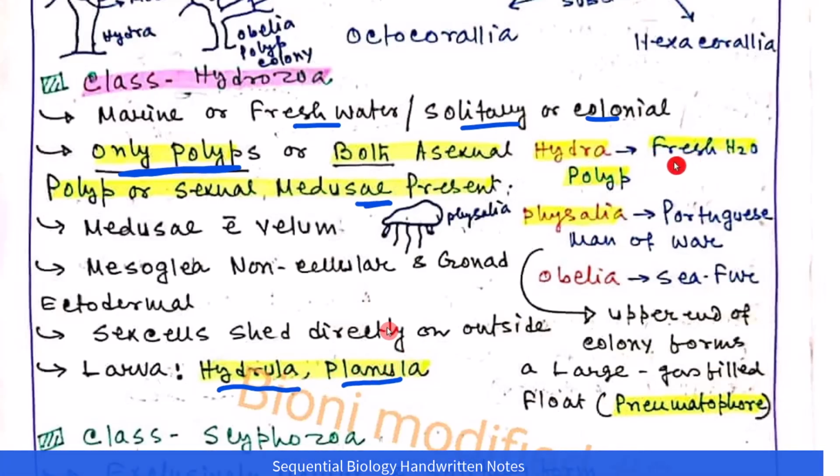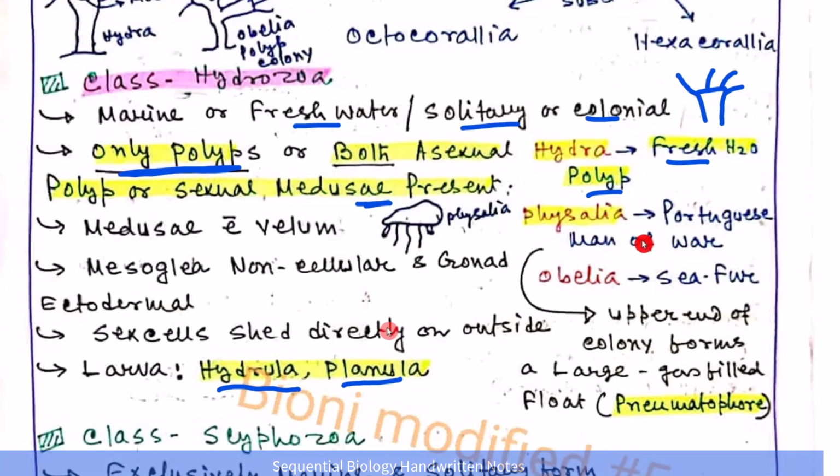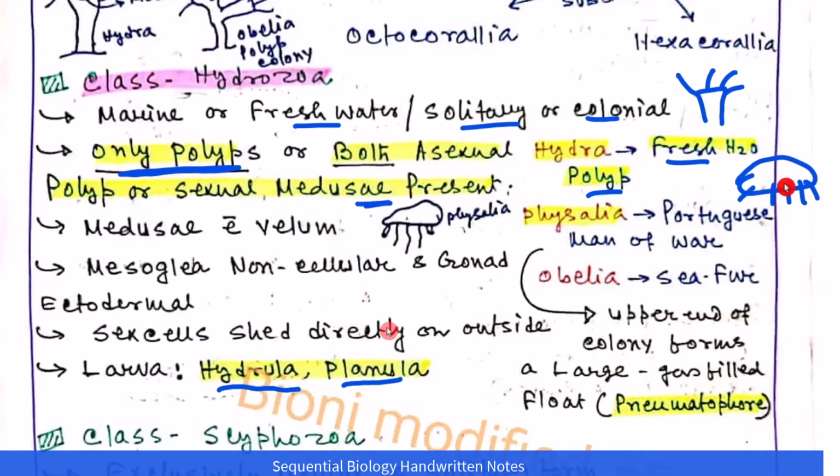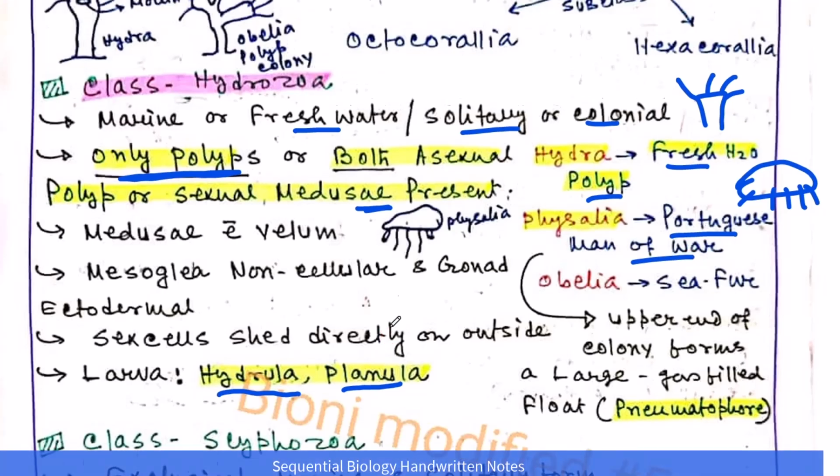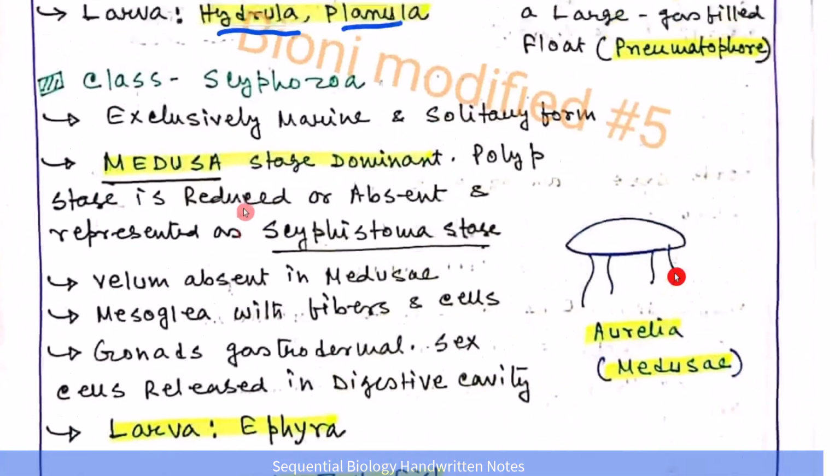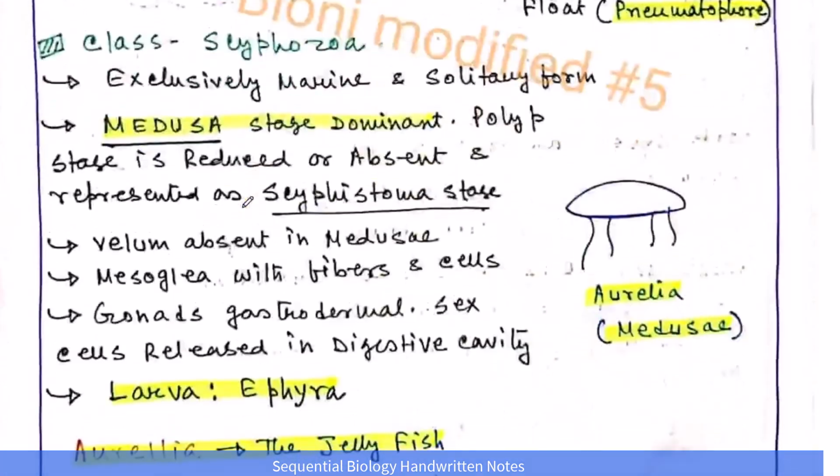The hydra is a freshwater polyp. Hydra looks like this, right? So this is a freshwater polyp, and Physalia is the Portuguese man of war. They show polymorphism, and Obelia is also called sea fur. In Physalia, the upper end of the colony forms a large gas-filled float. This is called the pneumatophore. This is a diagram of Physalia, and this looks like the cap of a Portuguese soldier, and for this reason Physalia is also called the Portuguese man of war. Hydra is a freshwater polyp, and Obelia shows polymorphism.